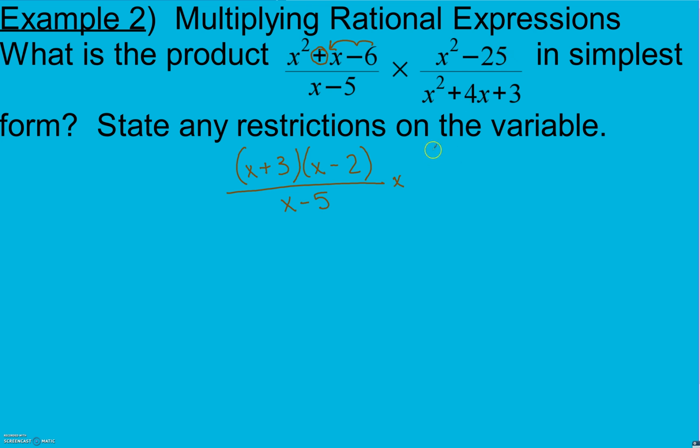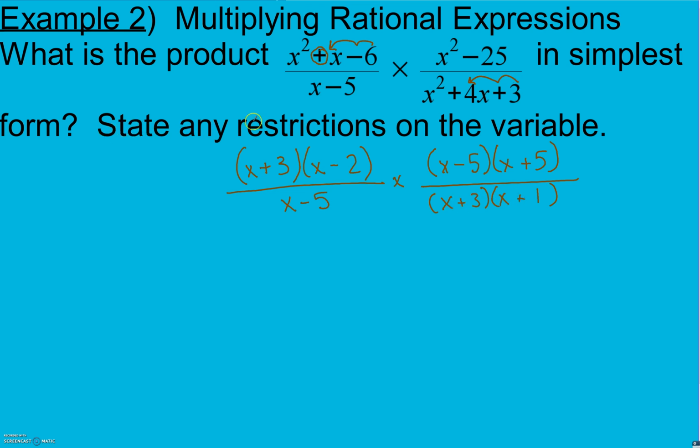X squared minus 25, again, that's a difference of squares. We need to multiply to 25 but subtract to 0. The only way we can do that is with a minus 5 and a plus 5. In our denominator, the only way we multiply to x squared is x and x. Multiply to 3, add to 4, gives me 3 and 1. Since these signs are both plus, ours are going to be both plus.